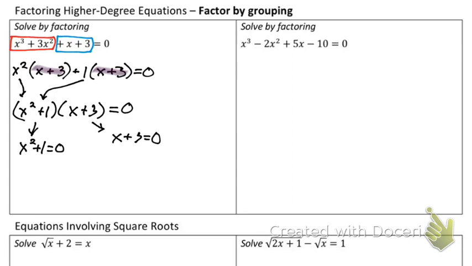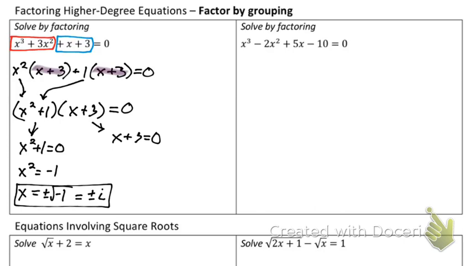If x squared plus 1 equals 0, we're going to have x squared equals negative 1. I would take the square root of both sides, which would be x squared equals, nope, I'm taking the square root of both sides. So I'll have x equals plus or minus the square root of negative 1. But that just equals plus or minus i.